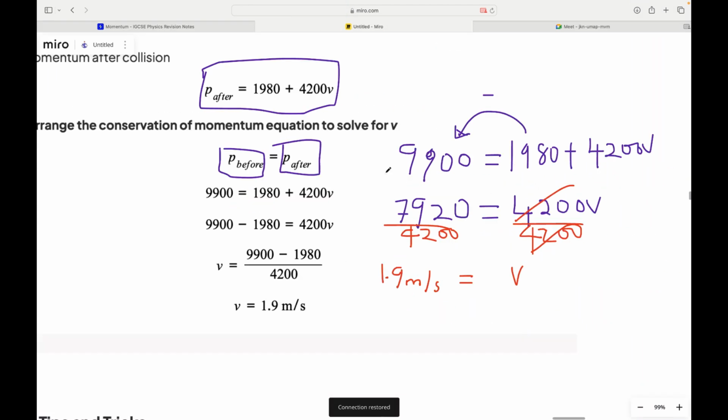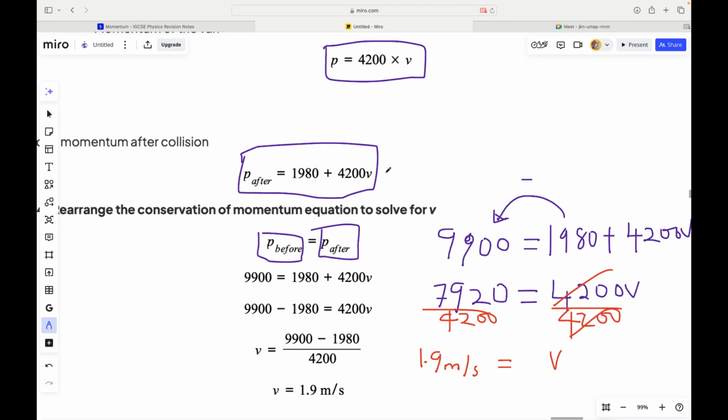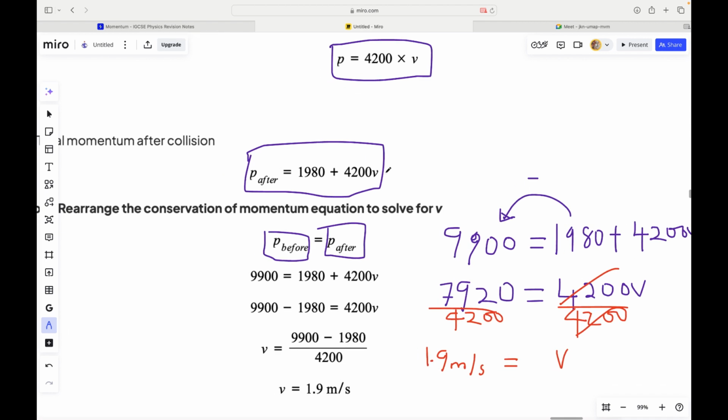So that's what we have for momentum for today. But we're going to do part 2 of this. We're going to do impulse. In another class, we're going to do part 2, which is the impulse.